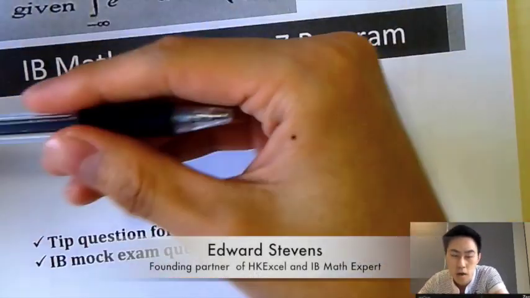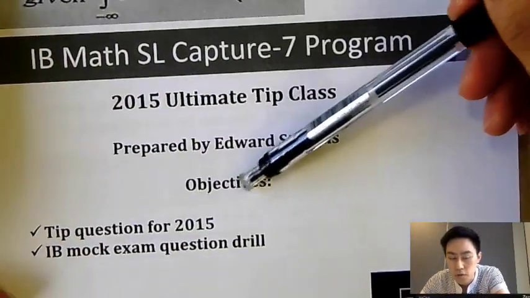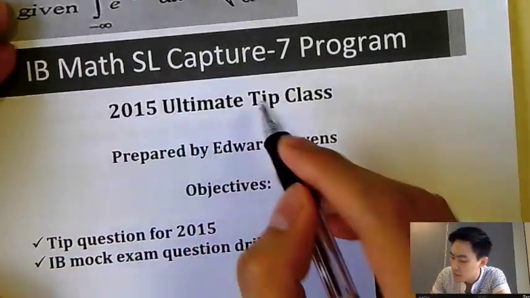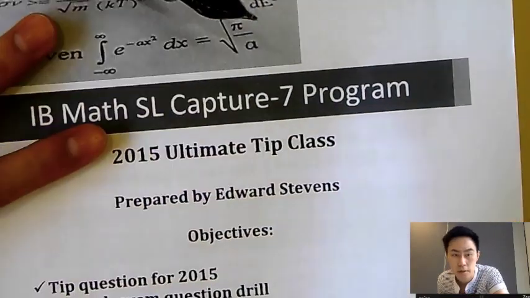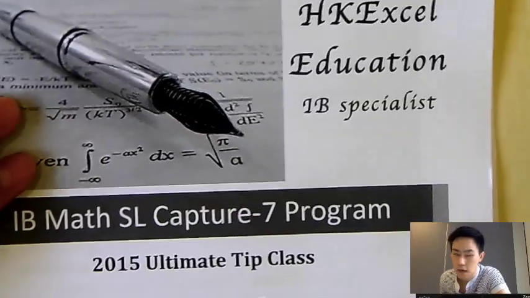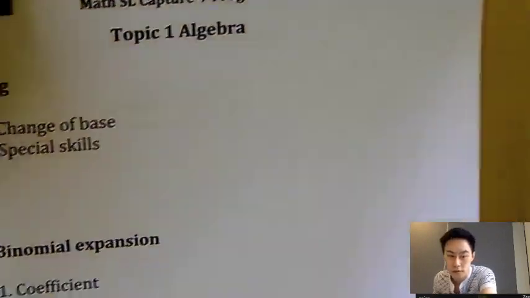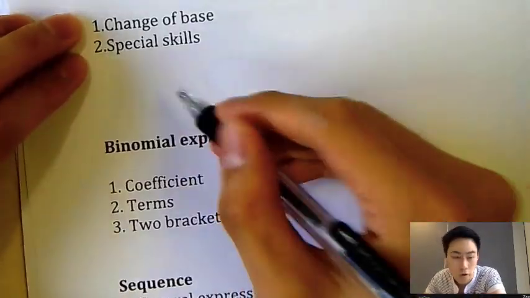Because we all know that the IB exam is coming soon, I decided to make this video to help you prepare well for your exam. This note is the 2015 Ultimate Tip Class. This video is for the May 2015 examiners, and I have sorted out some question types that I think are the most important in your coming exam. Of course, it doesn't mean that you don't need to revise other topics, but these are the topics that I think you must know before the exam, okay?